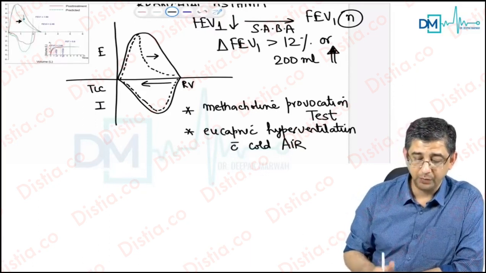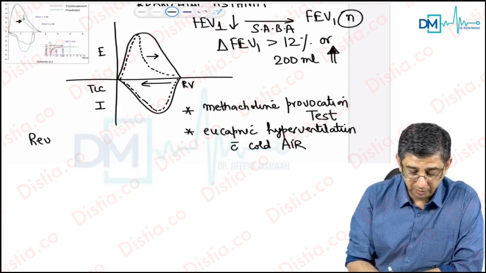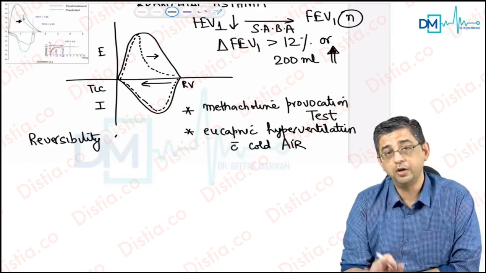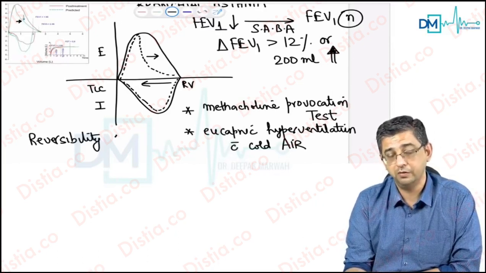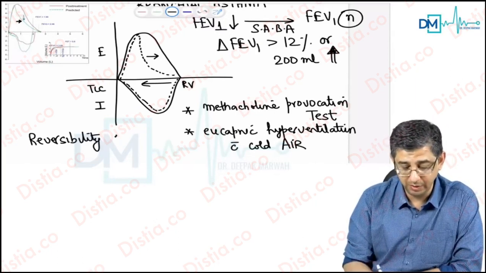So therefore, the main diagnostic criterion for bronchial asthma is reversibility of airflow obstruction, and this is not going to be seen in COPD. COPD is a non-reversible airflow obstructive airway disease, whereas asthma is called a reversible airway disease, and the cutoff for reversibility is what I've explained here.